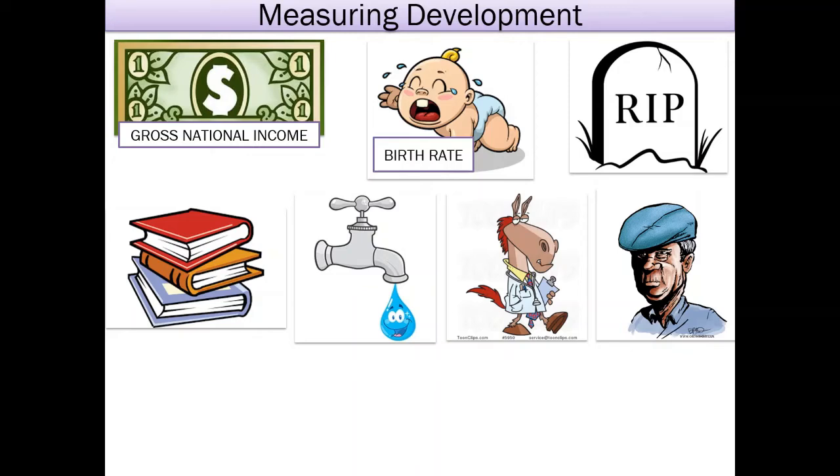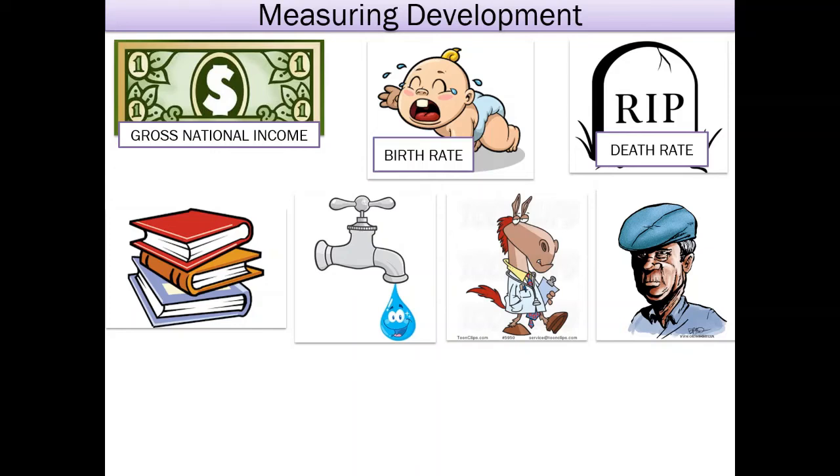Whereas if you've got a low birth rate, your development will be higher because generally you've got more women going out to work, making money, so they're having less children. They've maybe got better healthcare, better education, so they know about things like contraception, so they're not having more babies, okay? Same with your death rate.